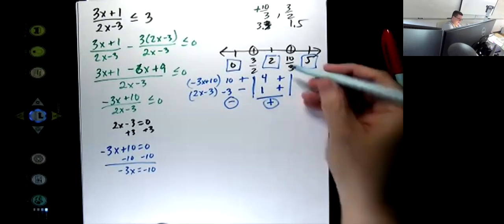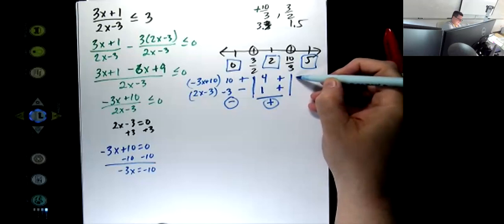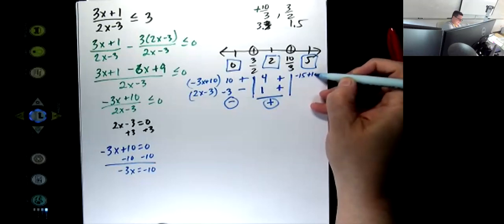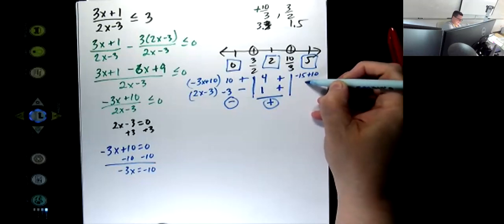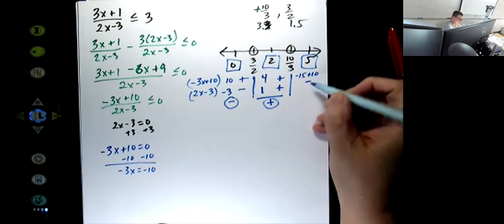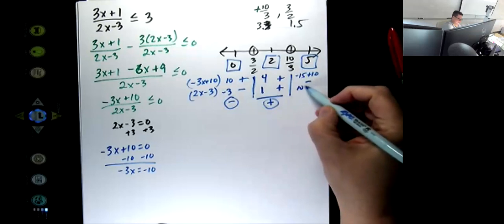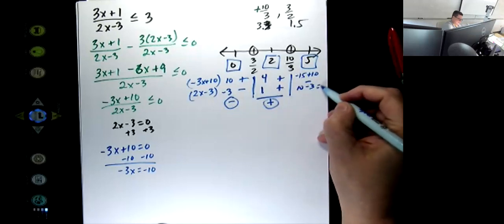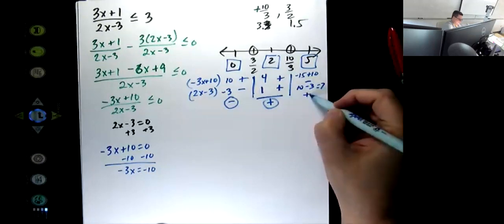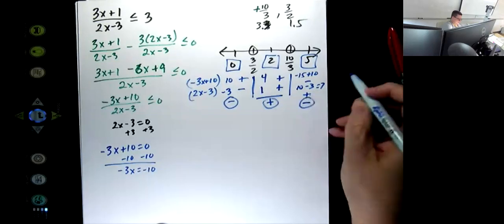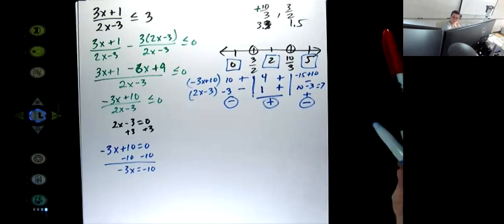If I stick in 5, I've got negative 15 plus 10 is negative 5, so that's a negative. And if I stick in 5 to 2x minus 3, I have 10 minus 3 is 7, which is a positive. I've got a negative times a positive, I get a negative region. So that's how you're doing it.